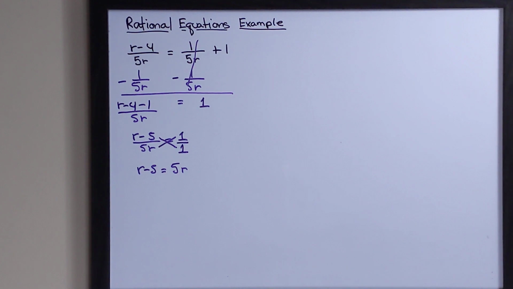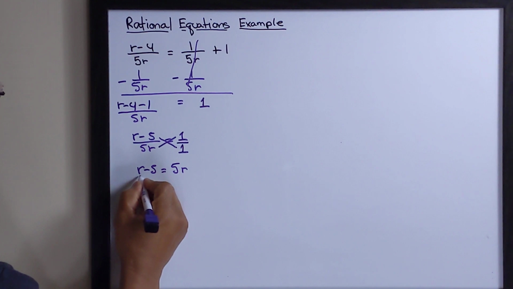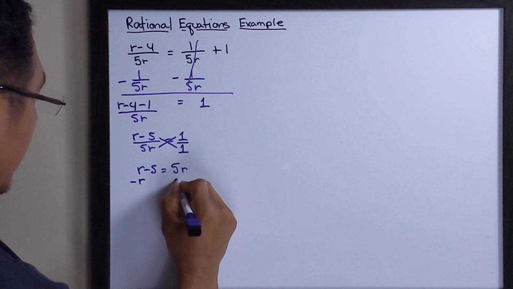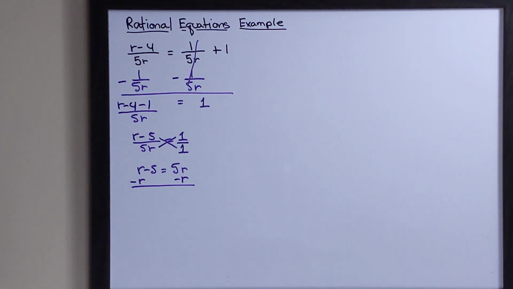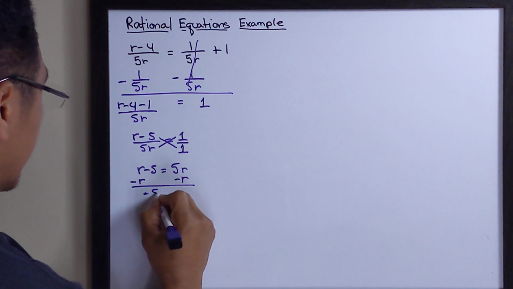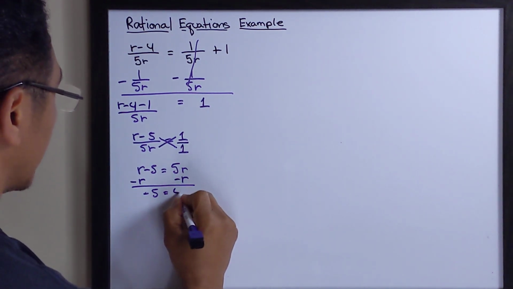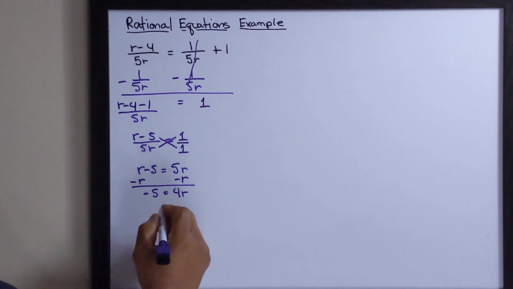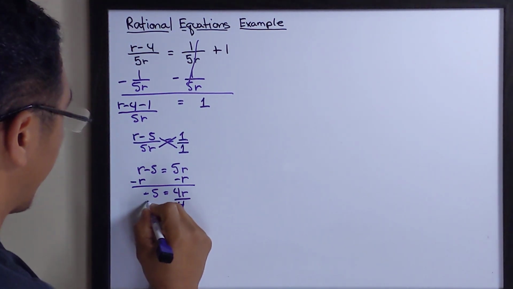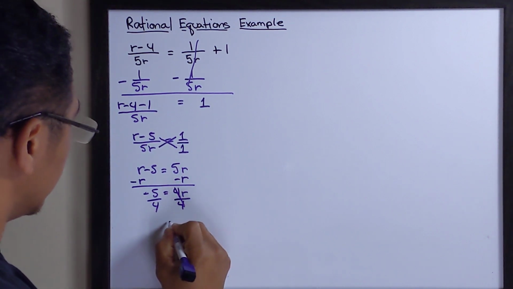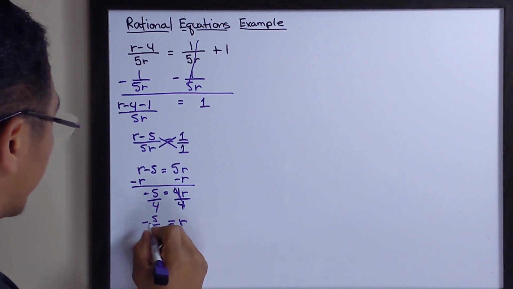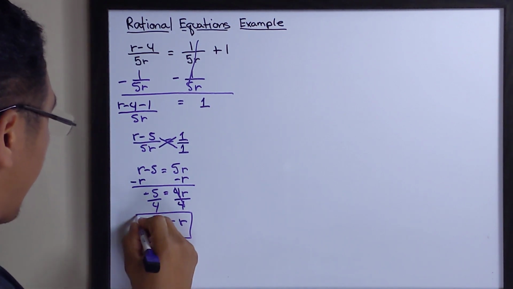Now we are still solving for r in this problem, so I have an r on this side and I have an r on this side of the equation. So I'm going to go ahead and subtract this r from both sides. On this side I'm left with negative 5, and on this side I'm left with 4r. The next step, of course, is just to divide by 4. Those cancel. So r is equal to negative 5 over 4. And there you have it.